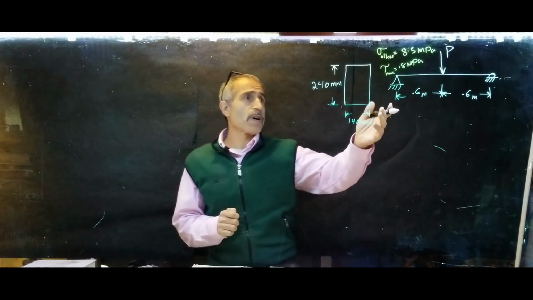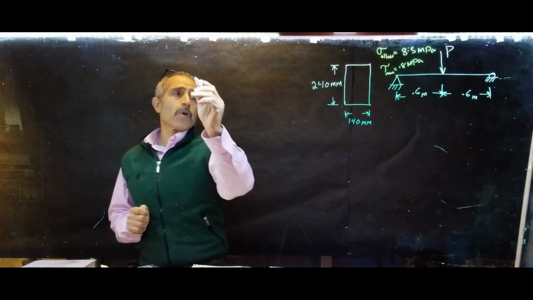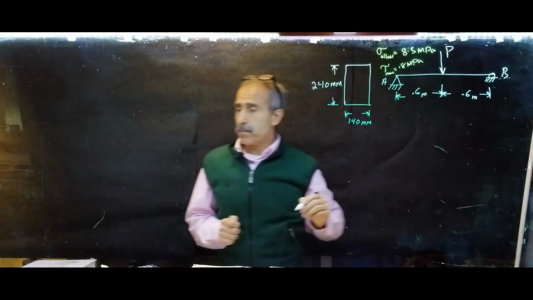Let's figure out the reaction. Now, the reaction we know obviously is going to be P over 2 on both sides, but how do we do that? If I call this point A and call this B, let's take a moment about B.